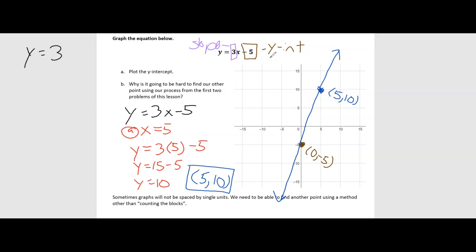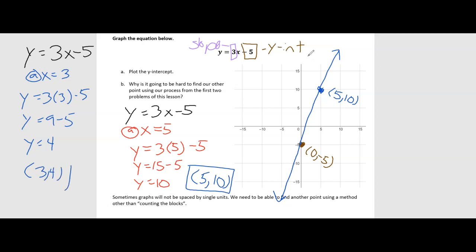I'm going to start with my original equation again. Because there's an infinite amount of numbers that I could choose for x, right? Let me choose, we'll just say 3 for x. So at x equals 3, I get y is equal to 3 times 3 minus 5, which gives me y is equal to 9 minus 5, which gives me y is equal to 4. So my new point would be 3, comma 4.